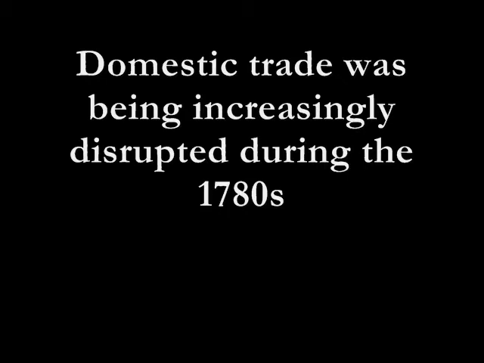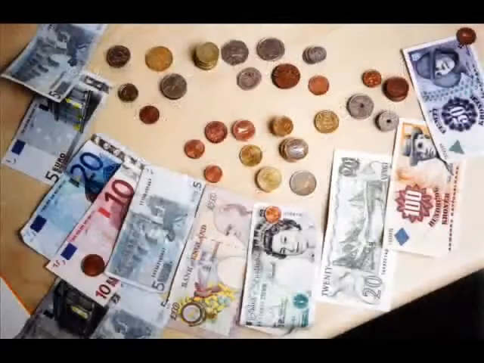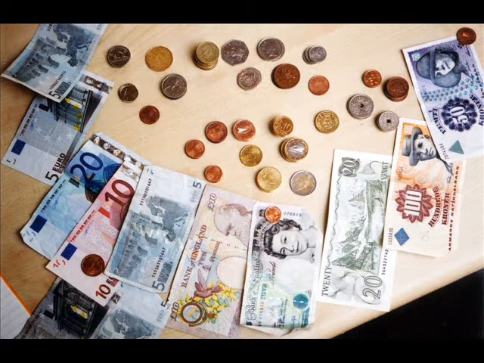Yeah, domestic trade was being increasingly disrupted during the 1780s, as more states began to impose tariffs on goods from other states. So even after the war was over, and they weren't trading with England, they were still having issues reinstating trade between themselves. Wasn't it also an issue because they all had different sources of money, so they had problems converting that? Each state had their own form of money.